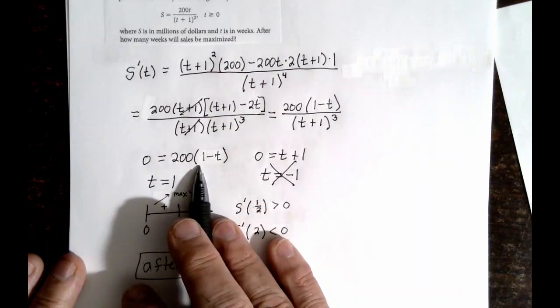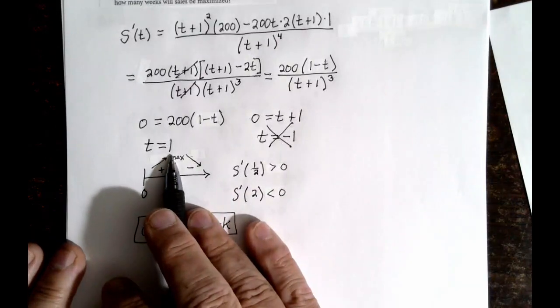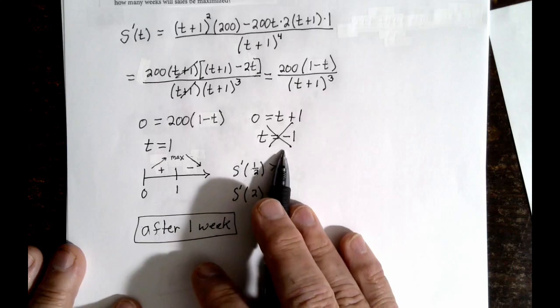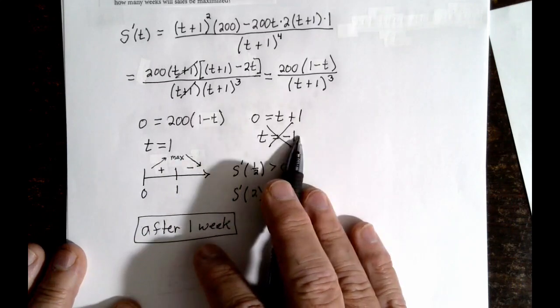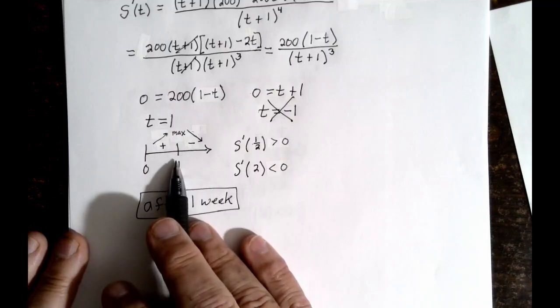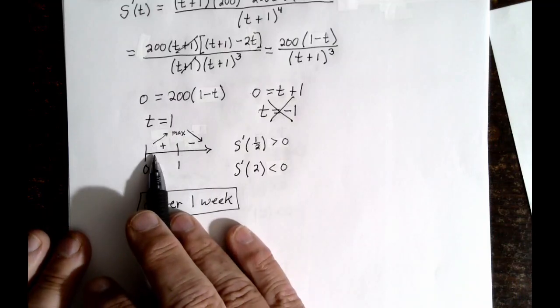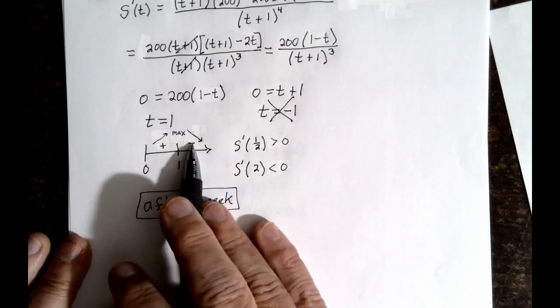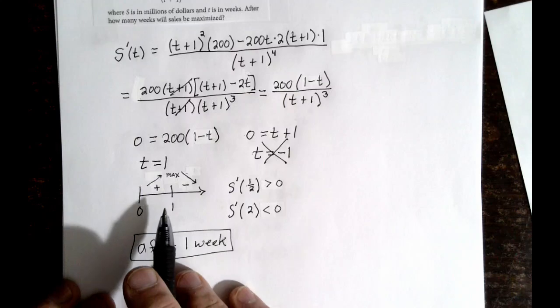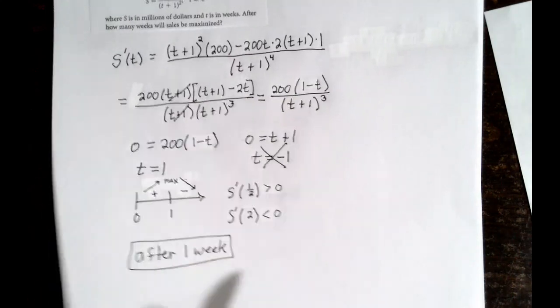So set the numerator equal to 0 and solve, and you get t equals 1. Set the denominator equal to 0 and you get t equals negative 1, which doesn't make sense. Time is not negative. So now when you check the one critical value of 1, you find plus minus, and you get a maximum, which means these sales will reach a maximum after week number 1.